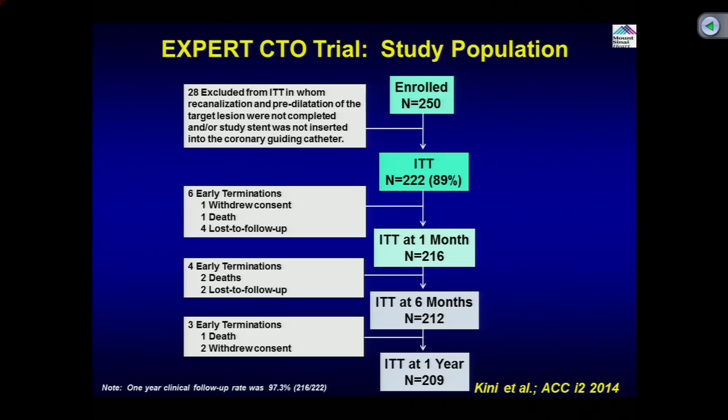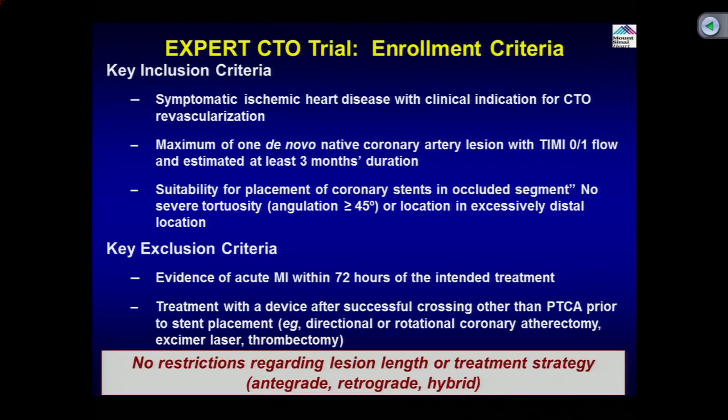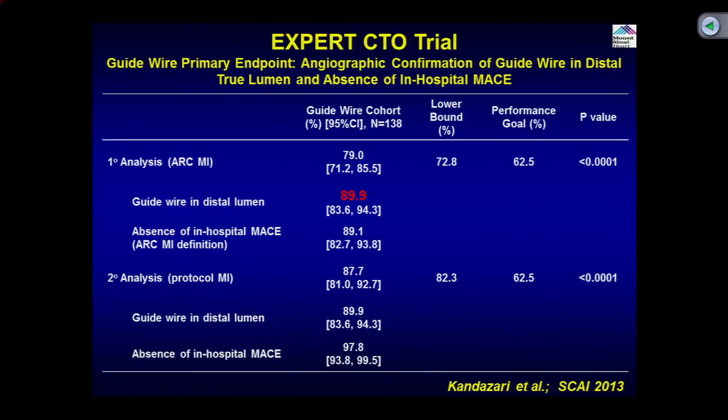And we were the lead enroller, first to complete the first 50 patients. 250 patients were enrolled, but after various exclusion criteria, at 1 year intention to treat there were about 209 patients, with good follow-up of 97%. Important inclusion criteria: native vessel more than 3 months old, and TIMI 0-1 flow was allowed. Exclusion criteria were MI within 72 hours and need for any kind of atherectomy. There was no restriction on the type of CTO: antegrade, retrograde, or combined.